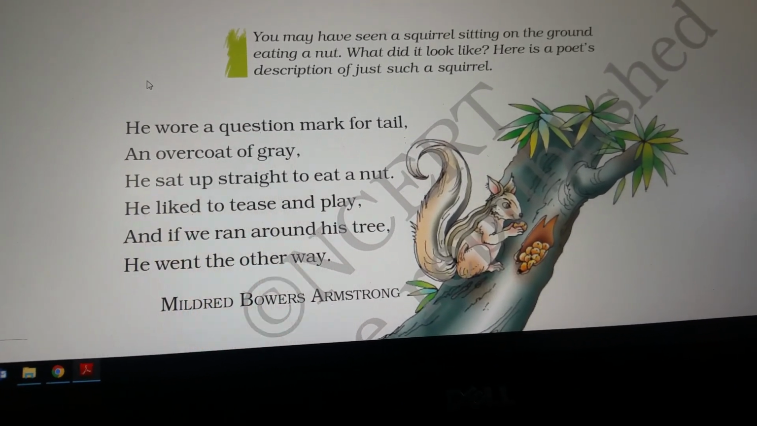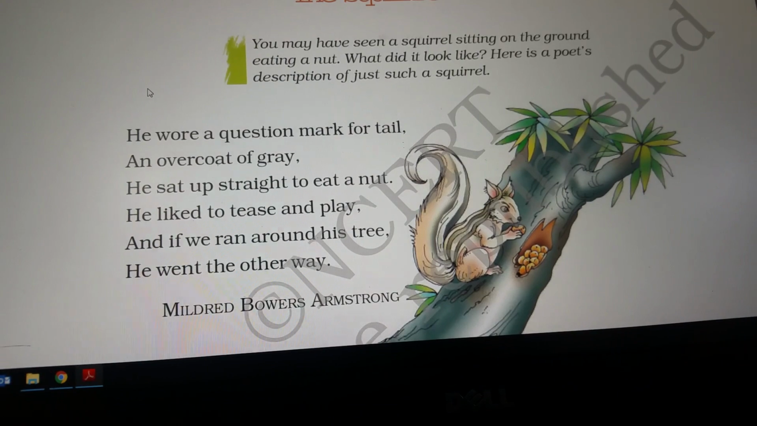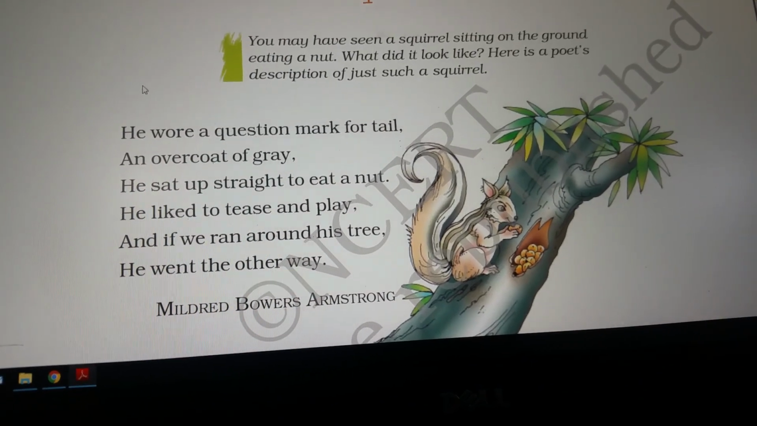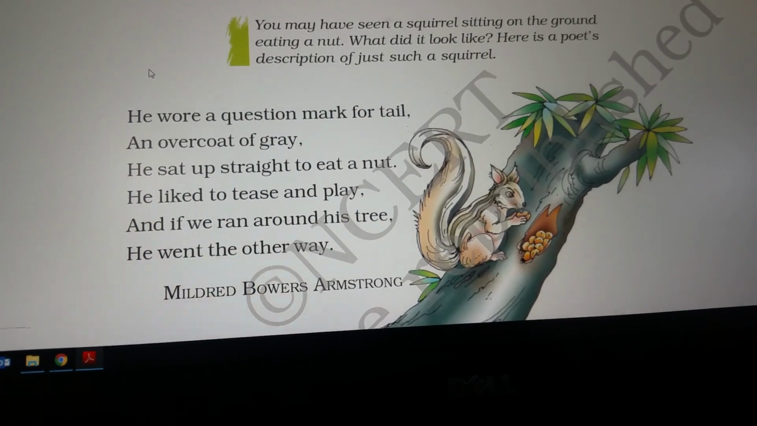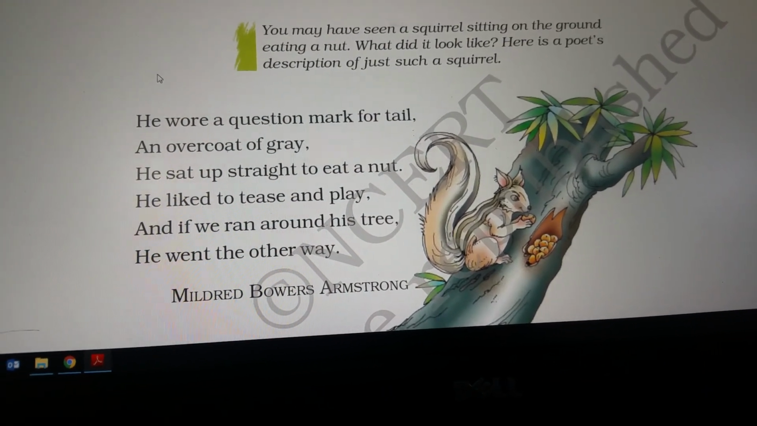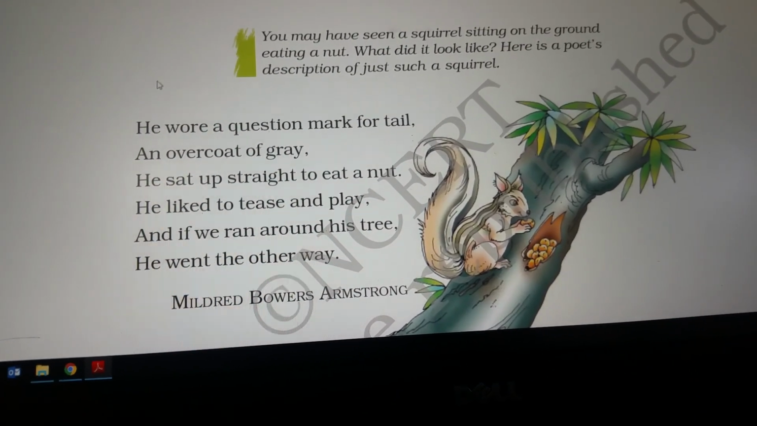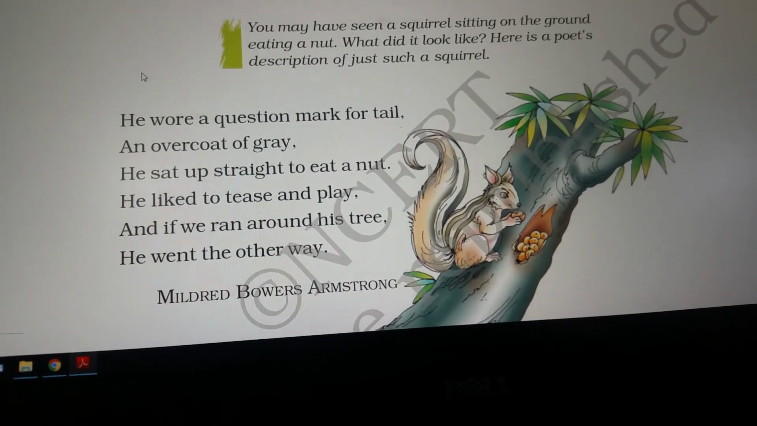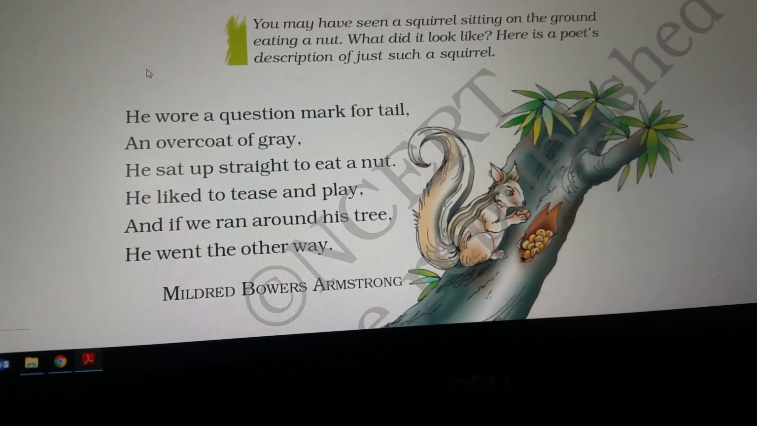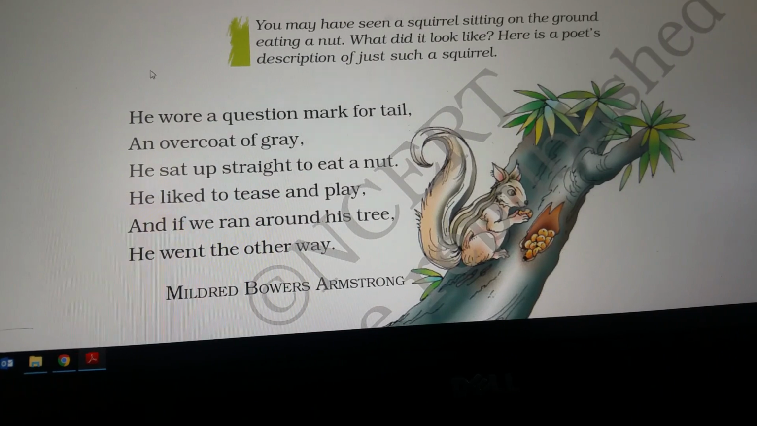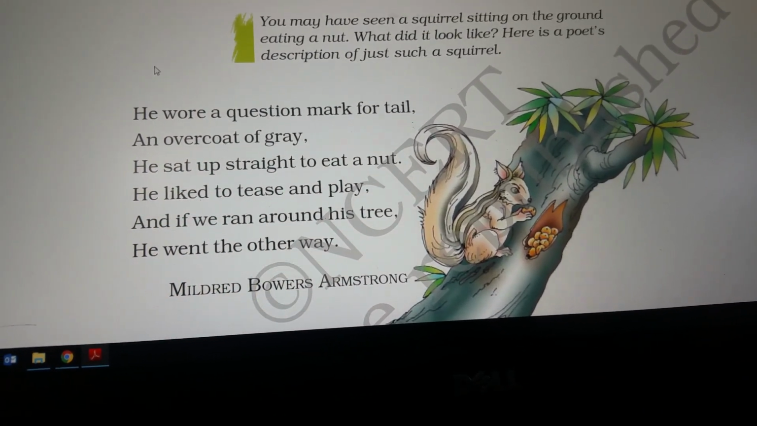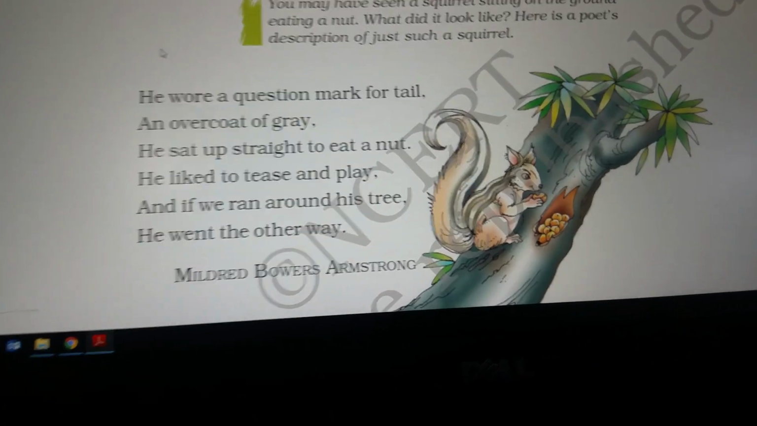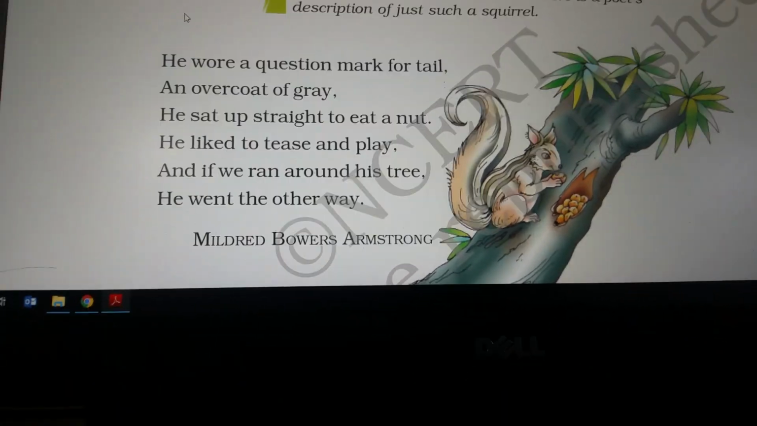He liked to tease and play. You all know that the squirrel is a funny little animal that likes to play with human beings. That's why the poet has called the squirrel a funny little animal who likes to tease and play with human beings. If human beings ran around his tree, the squirrel wouldn't be frightened. So this squirrel is not afraid of human beings.